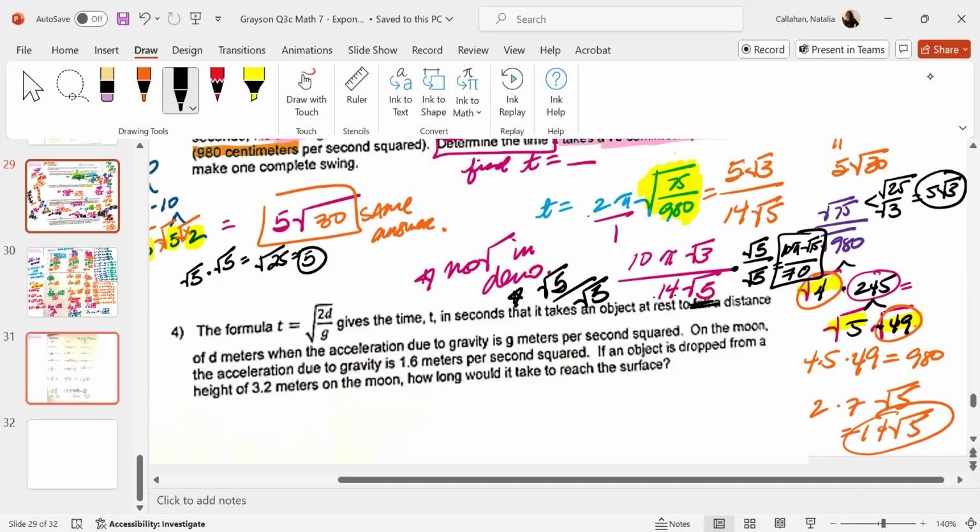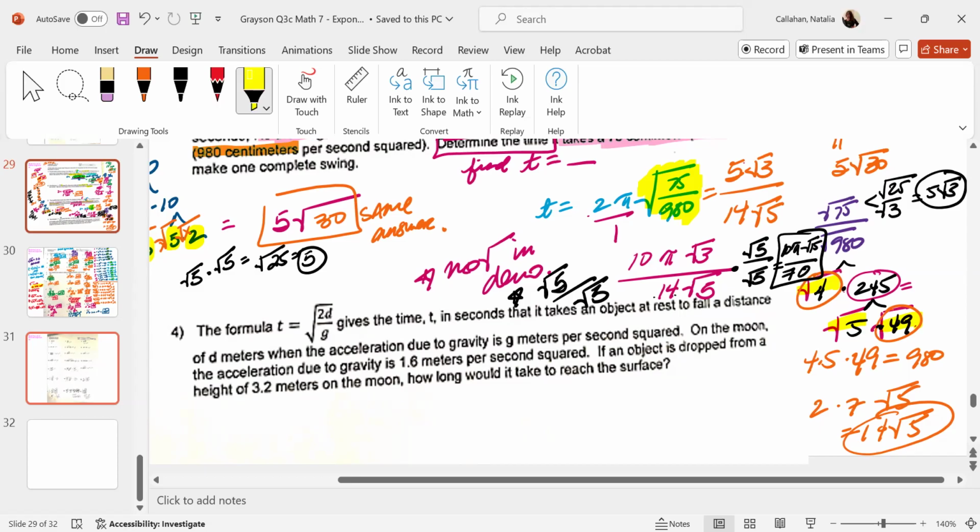The formula t equals square root of 2d over g gives the time t in seconds that it takes an object at rest to fall a distance of d meters. The acceleration due to gravity is g meters per second squared. On the moon, the acceleration due to gravity is 1.6 meters per second squared. If an object is dropped from a height of 3.2 meters on the moon, how long would it take to reach the surface? Okay, so you have to decipher this.